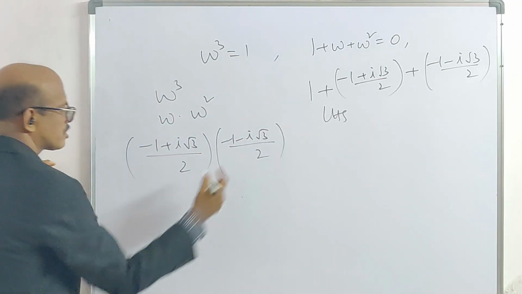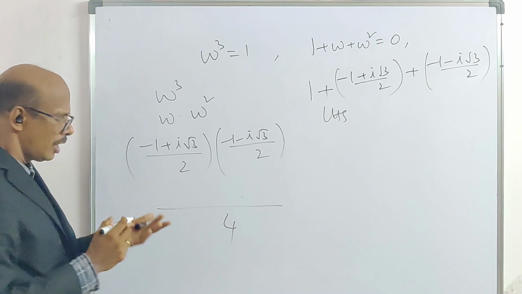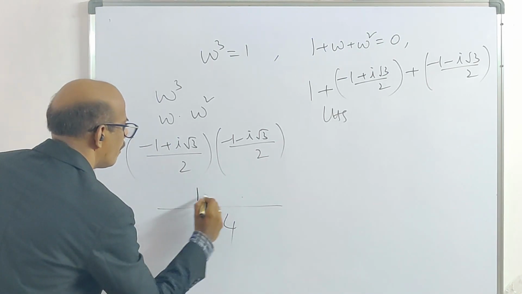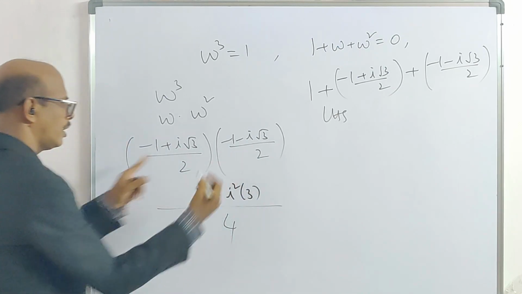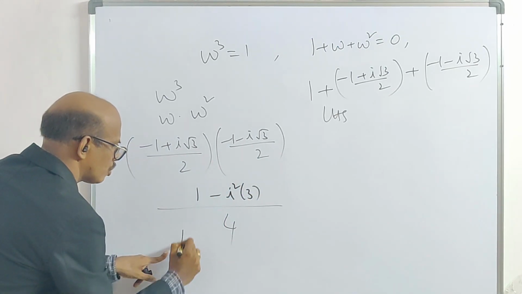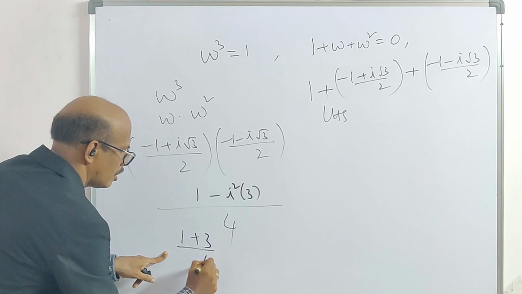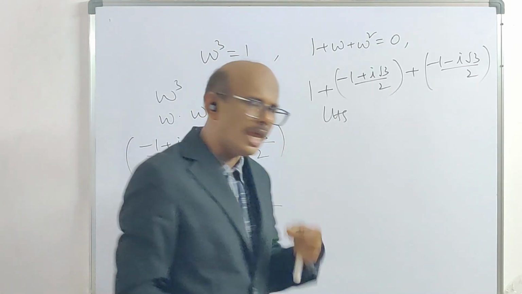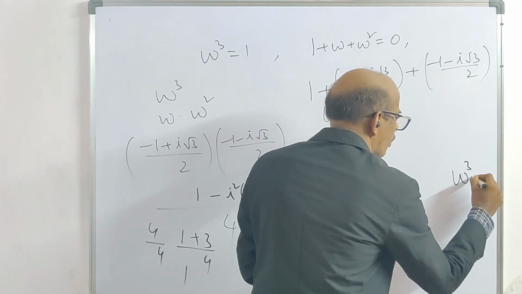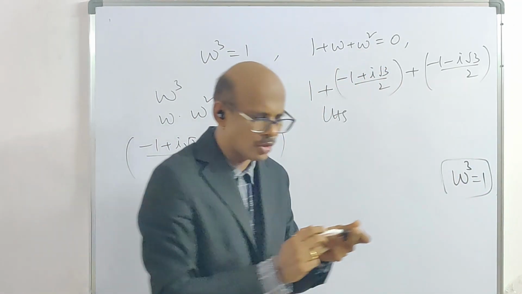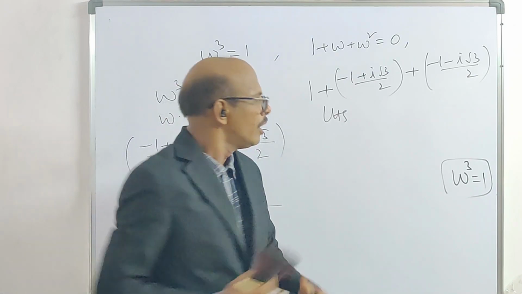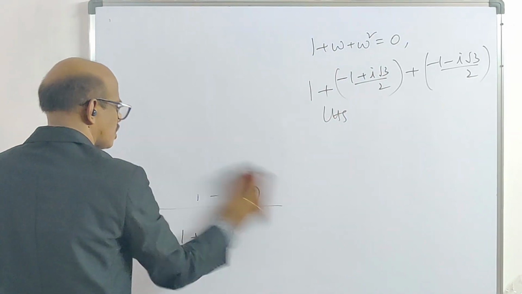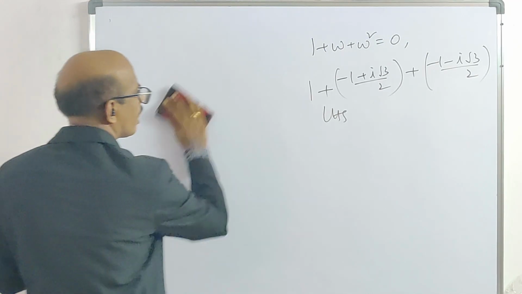So omega square, denominator is 4. Now numerator, a plus b into a minus b, a square minus b square. Here i square is minus 1. So 1 minus minus, plus 4 by 4, equals 1. So very good result. Please keep it in your pocket from now onwards: omega cube equal to 1. Now it is proved that this result is linked with cube roots of unity, 1, omega, omega square.